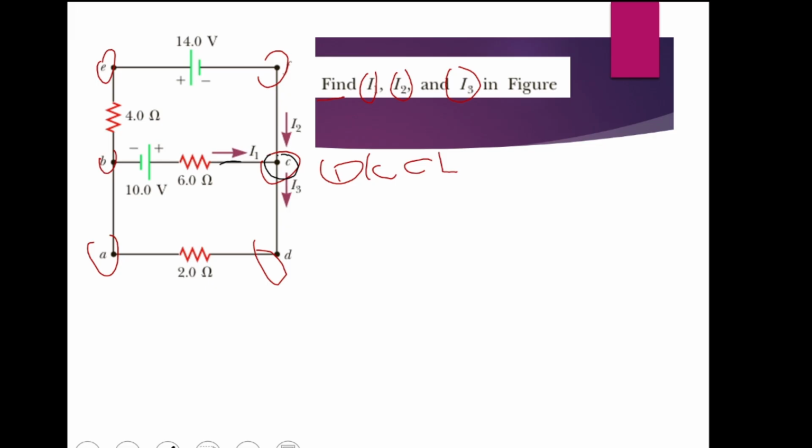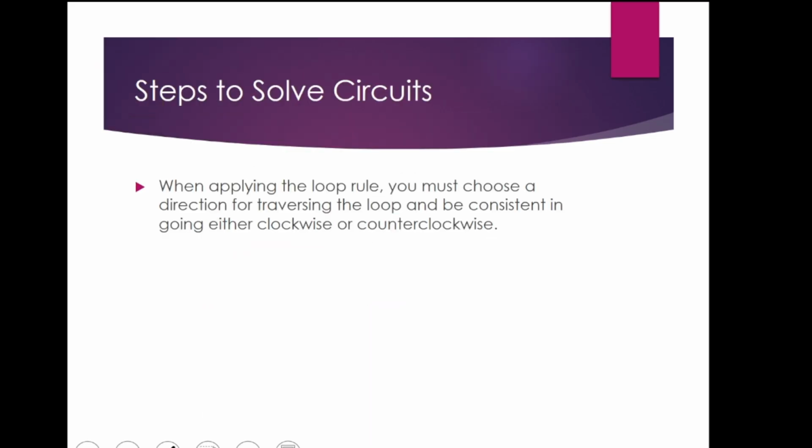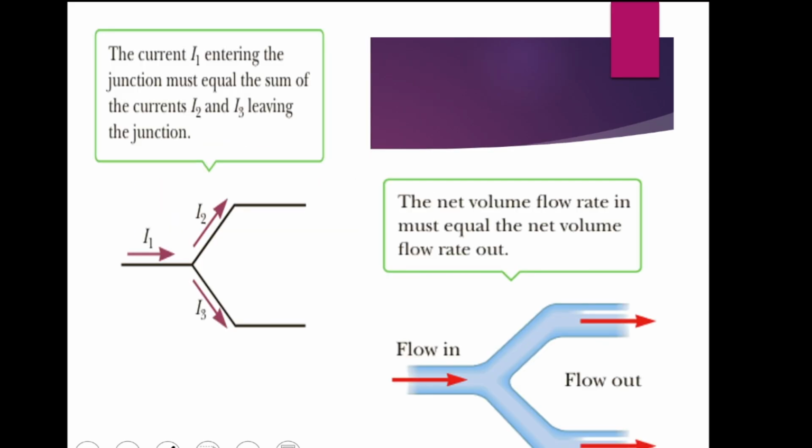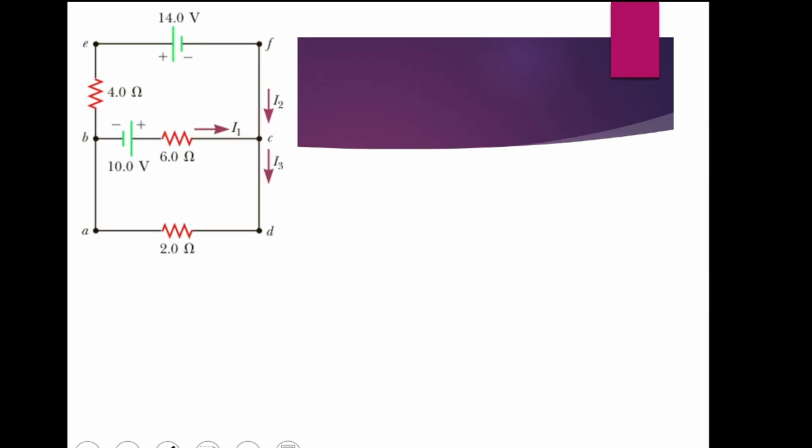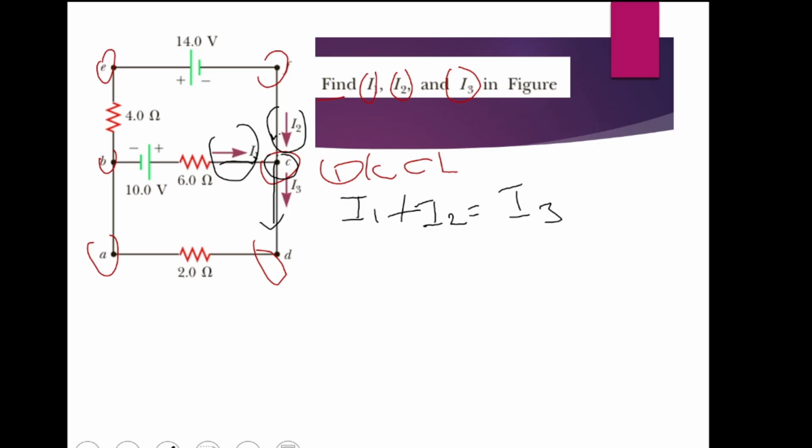As you see, the currents entering the junction are I1 and I2. So I1 plus I2 are entering the junction, and only one current is leaving that junction. It means I1 and I2 add up together to give us I3, as we have seen here. The amount of substance flowing in is equal to the amount flowing out, based on the flow rate. Similarly, let's do this one. This is the first Kirchhoff law. From Kirchhoff's first law, we have this equation.